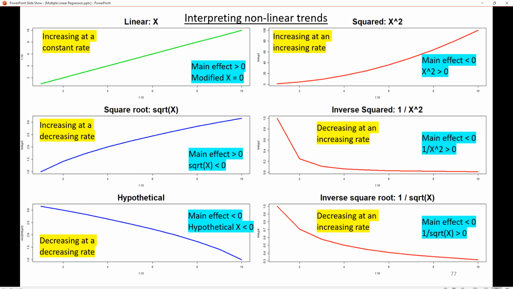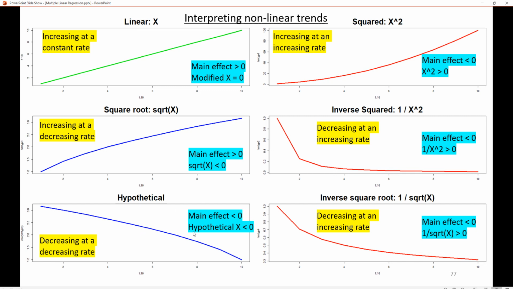You'd have 2 rows of data for age if that's what we're modifying, and the original value would be the main effect, and for some of these it'll be less than or greater than 0, and then that modified term would be that second row. So for this pattern, it's coming down and then kind of gradually coming back up, and so we'll say it's decreasing at an increasing rate.